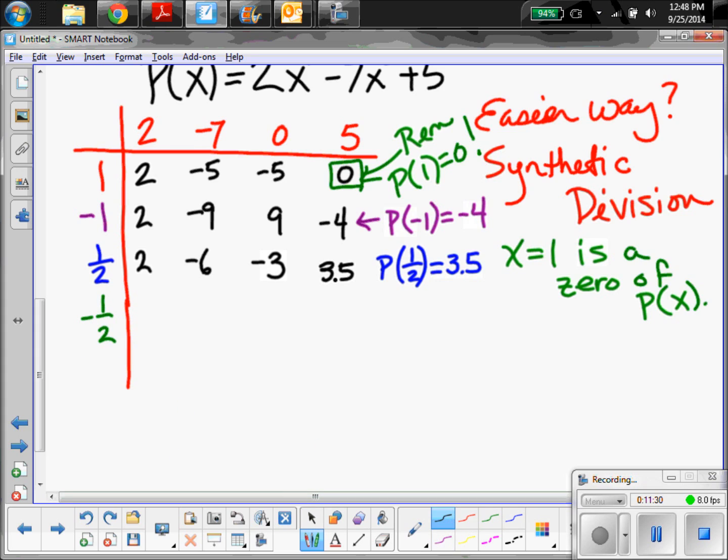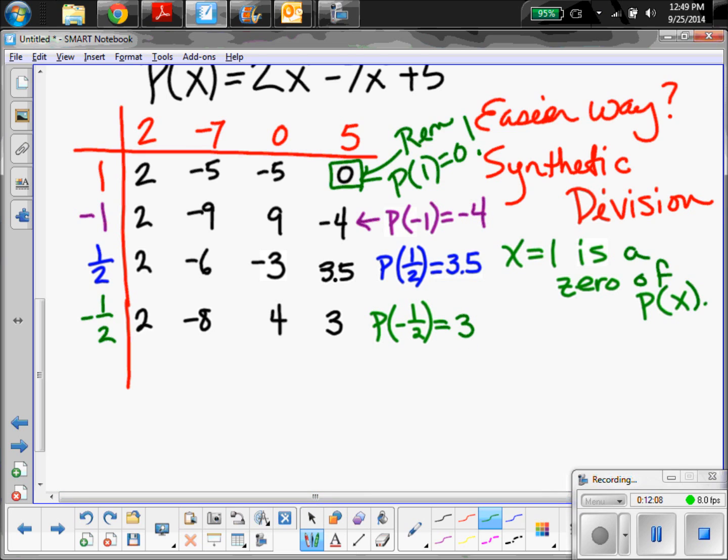Bring down my 2. 2 times negative 1/2 is negative 1. Plus negative 7 is negative 8. Negative 8 times negative 1/2 is 4. 4 plus 0 is 4. 4 times negative 1/2 is negative 2. Negative 2 plus 5 is 3. Therefore, P of negative 1/2 is equal to 3.